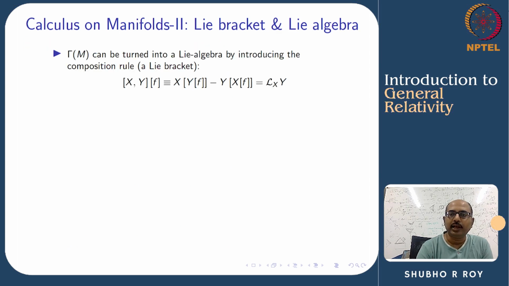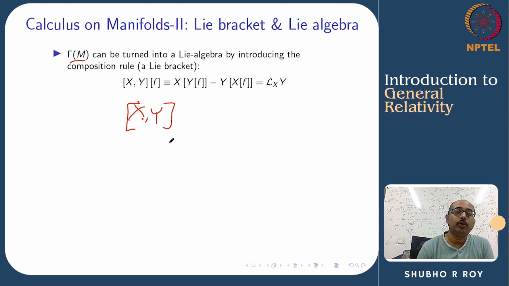All right, the final item in today's lecture is the notion of a Lie bracket, which will lead to the notion of a Lie algebra. This family of smooth vector fields on M can be turned into a Lie algebra if we introduce a composition rule, in fact a Lie bracket, which is defined as follows. Given two vector fields X and Y, I can define a third vector field, which is the Lie bracket of the two vector fields X and Y, written as [X, Y] within the square brackets.